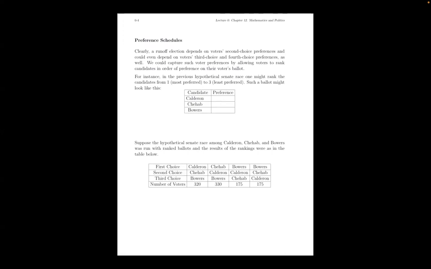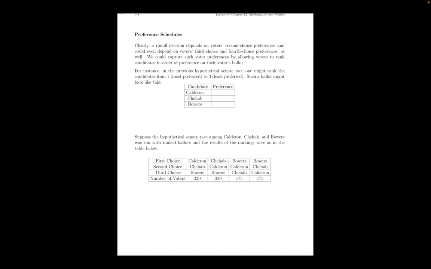So let's see what the results could look like. Once all these things are tallied, and this is again for the same race, Calderon versus Shihab versus Bowers for that Senate race, what we have is a first choice, second choice, and third choice row. And this is just a preference arrangement. So these are voters that preferred Calderon number 1, then Shihab as their second choice, then Bowers as their third choice.